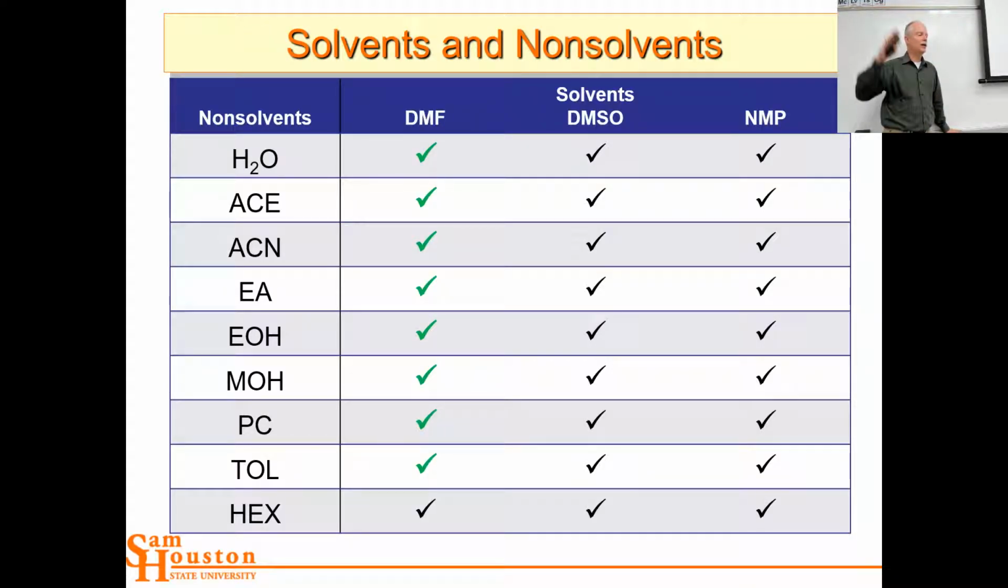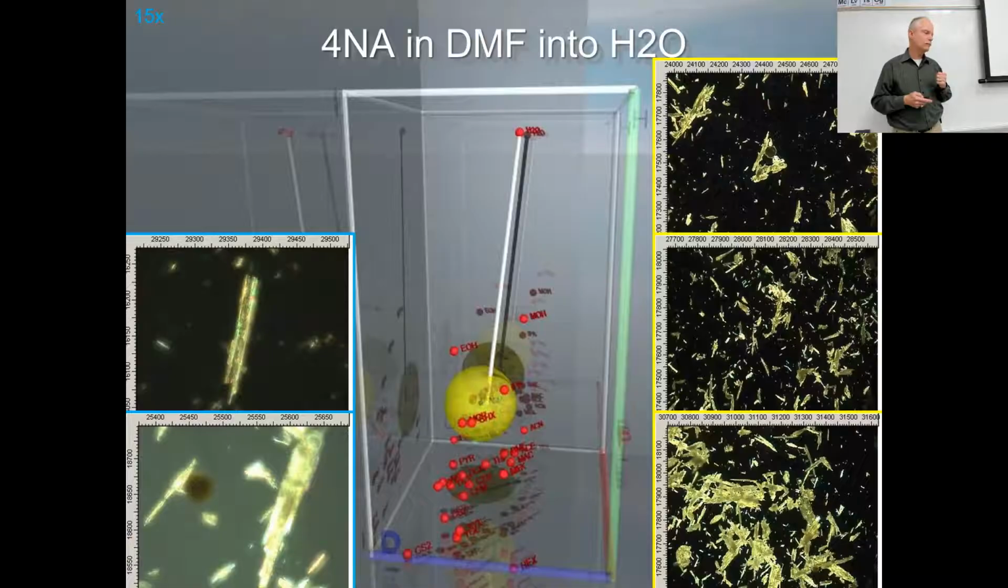So we looked at these different non-solvents. Water, of course, all of them went into water, but we had acetone, acetonitrile, ethyl acetate, a couple of alcohols, propylene carbonate, which is a unique molecule that's very, very polar and very, very dispersive, and then toluene and hexane. And this is some of the results. So this is going straight into water.